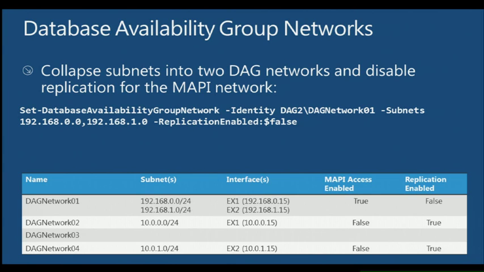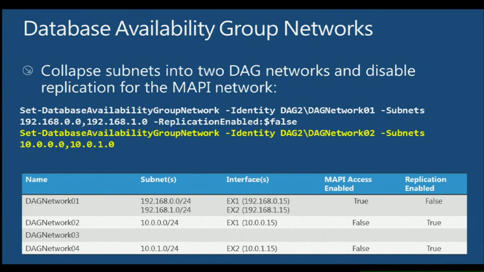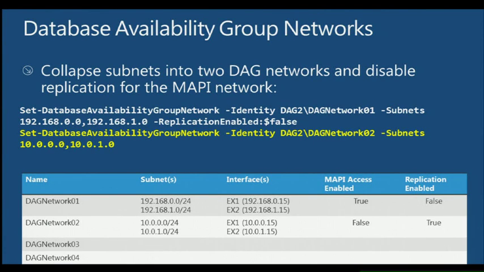The interface and the subnet information that was in DAG network 03 has now been moved to DAG network 01. DAG network 03 is now what we would call an empty DAG network. I do a similar thing for DAG network 02. I'm taking the subnets parameter, and I'm passing in both the subnets that I want it to have. Okay, it's a very similar thing. I don't need to mess with the replication setting, because this is my replication network. And so when I do that, a similar thing happens. The information from 4 is moved up into 2.